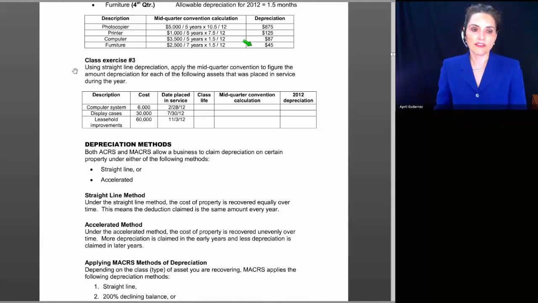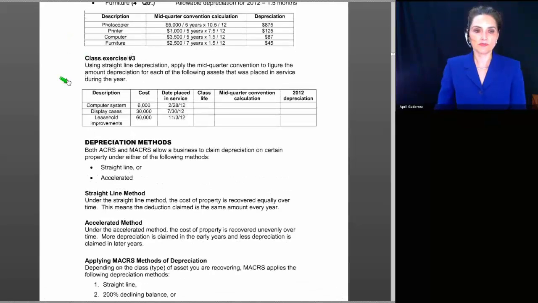So I've got you onto the next exercise of the day, which is for you to use the formulas that you see shown here to figure the depreciation for the assets shown in this table. We have a computer system, display cases, and leasehold improvements. And your job is to remember the class life of each of these assets, and use the mid-quarter convention calculation to figure the depreciation you're going to claim for each of those assets.